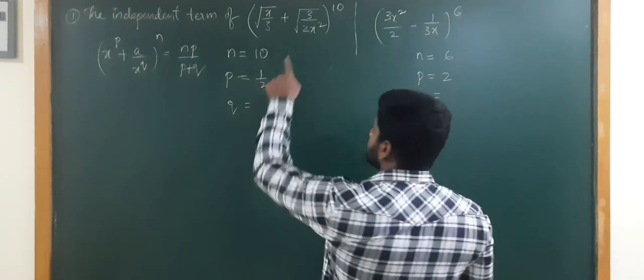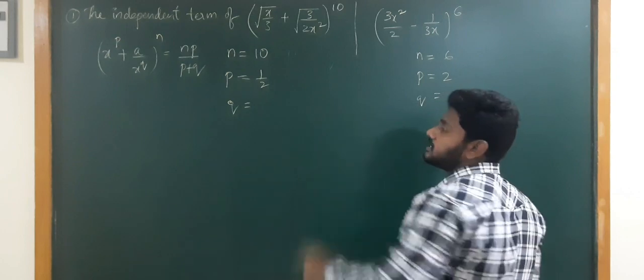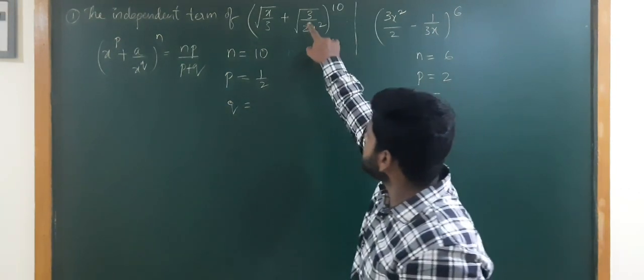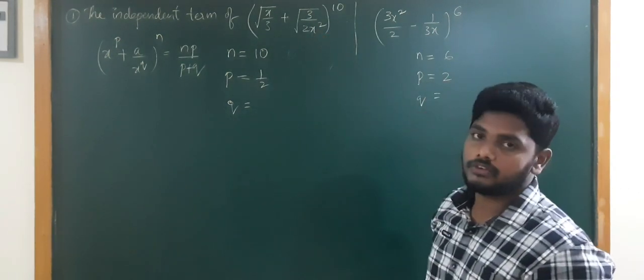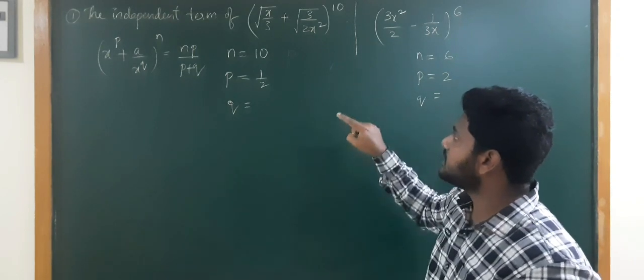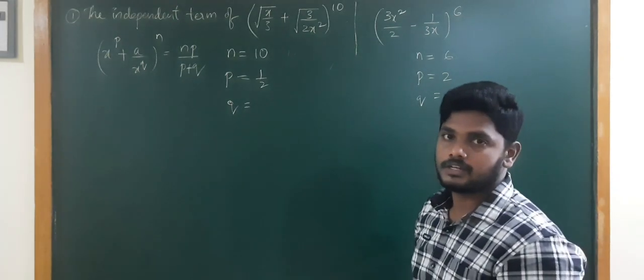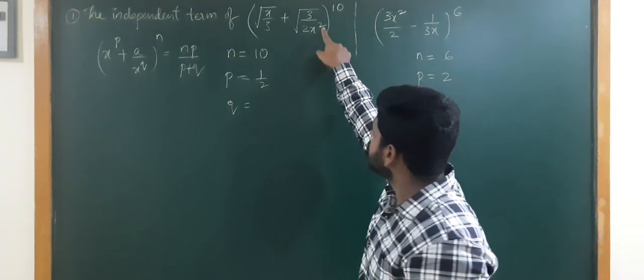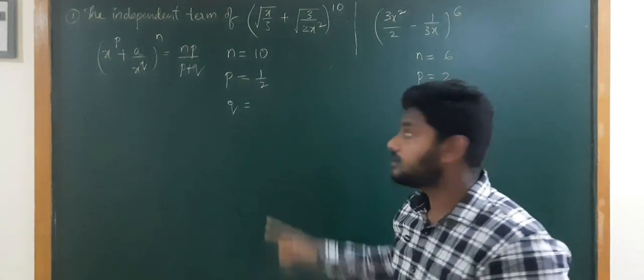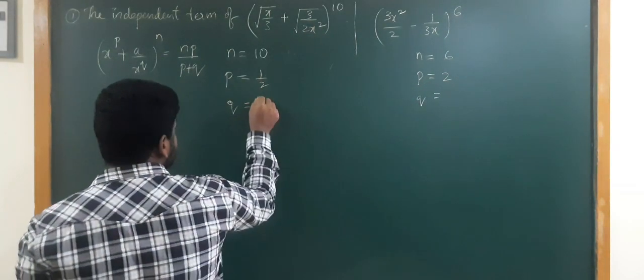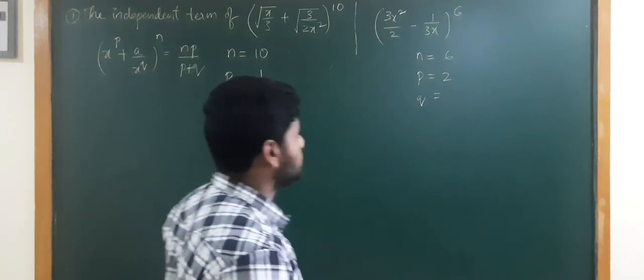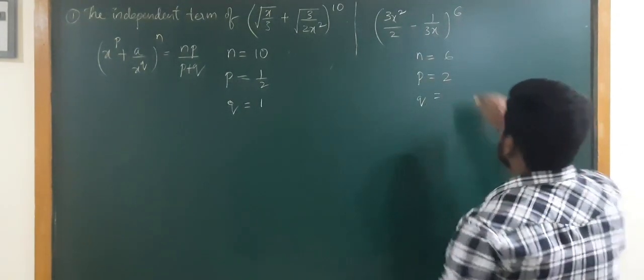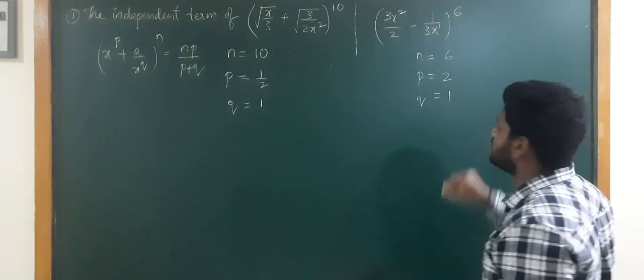Now, the q value. Square root of 3 by 2x square, we can write as square root of 3 by square root of 2x square. Square root of 2x square means the square and root cancel, so here q equals 1 only. Here, this x power q is nothing but 1.